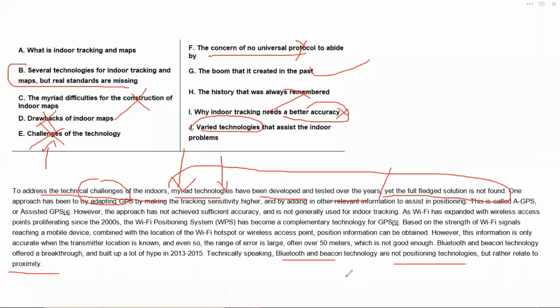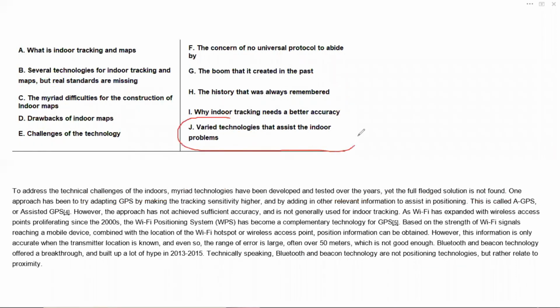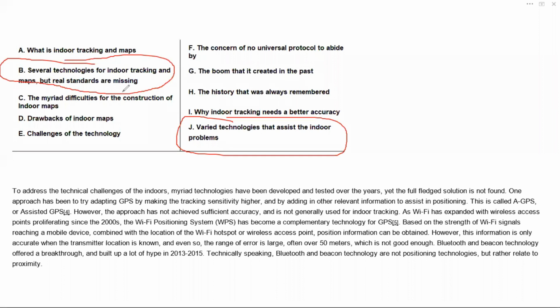Varied technologies. Okay, great. They talked about the varied technologies as well. We are not denying it. Varied technologies, myriad difficulties for the construction of indoor maps, several technologies. Okay, basically varied technologies that assist the indoor maps and several technologies for indoor tracking and maps, but real standards are missing. So if you observe closely, varied technologies that assist the indoor problems, are they really talking about technologies that could give you a solution, or they talked about, though there are a lot of technologies, we are not able to get the solution. The first line says it: the full-fledged solution is not found. So this is ruled out. Real standards are missing. Hope you're getting how I'm eliminating. So the answer has to be B for the fourth paragraph.